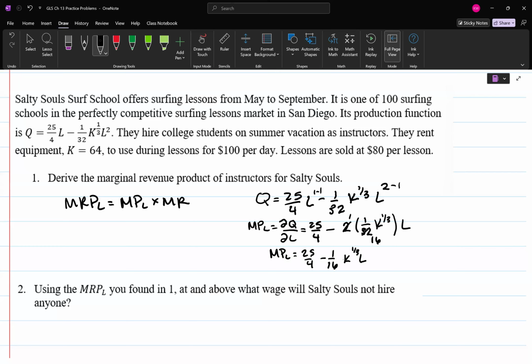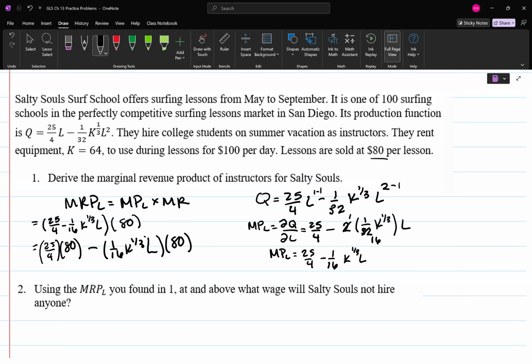So now we have everything we need to find the firm's marginal revenue product. So we're just going to multiply the firm's marginal product of labor, 25 over 4 minus 1 over 16 times capital to the 1/3 power times labor, all multiplied by the marginal revenue, which is the price of our lessons, which is 80. So we're going to distribute this 80 into our parentheses. So we'll have 25 over 4 times 80 minus 1 over 16, capital to the 1/3 power times labor, all multiplied by 80.